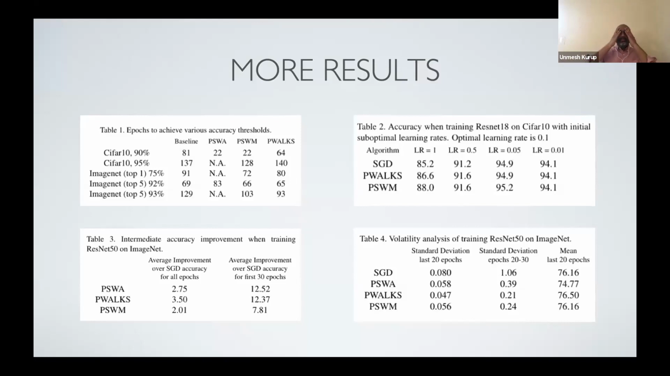So the bottom line is that given the fact that you can use larger learning rates and that you can get to certain accuracy levels much faster, we believe that these techniques have the potential to actually speed up actual learning and training of deep neural networks on devices.